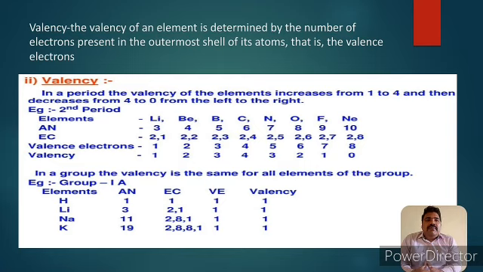The valency trend in periods is shown in the example. First it gradually increases, and at the middle it gradually decreases. In group 1, hydrogen, lithium, sodium and potassium, the valency remains the same. So valency in the group is the same for all the elements in the group.